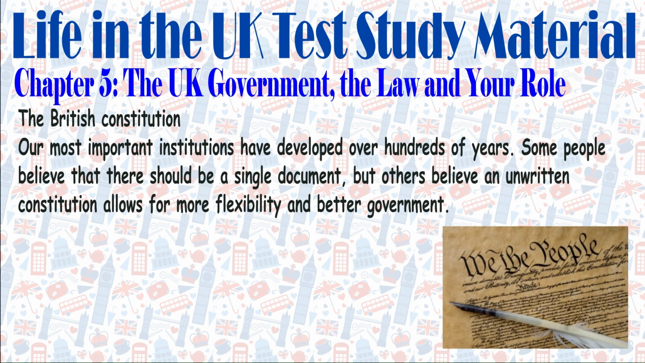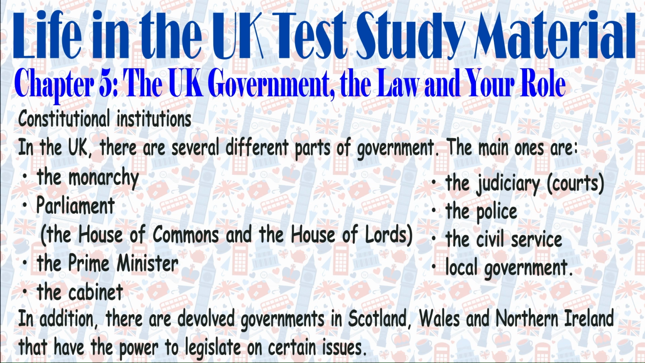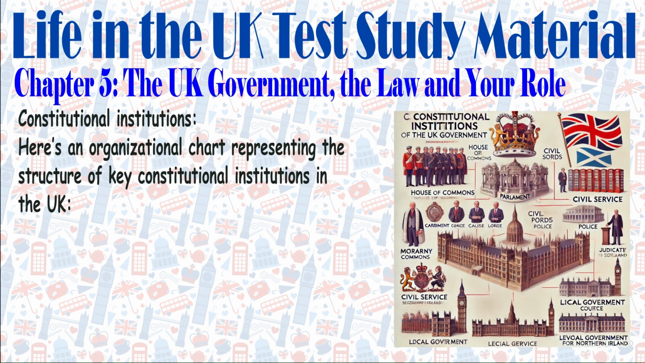In the UK, there are several different parts of government. The main ones are the monarchy, Parliament, the House of Commons and the House of Lords, the Prime Minister, the Cabinet, the judiciary, courts, the police, the civil service, local government. In addition, there are devolved governments in Scotland, Wales, and Northern Ireland that have the power to legislate on certain issues. Here's an organisational chart representing the structure of key constitutional institutions in the UK.